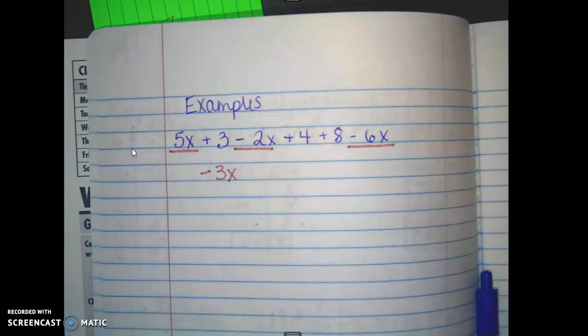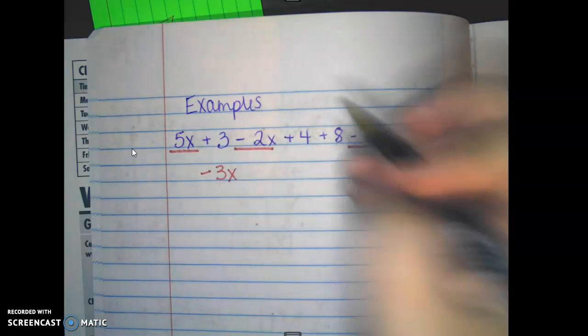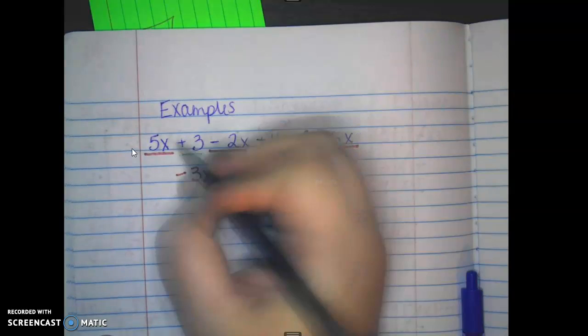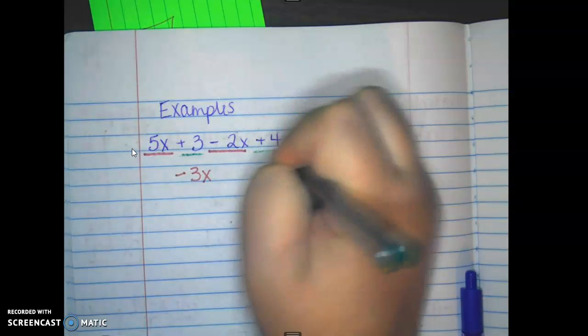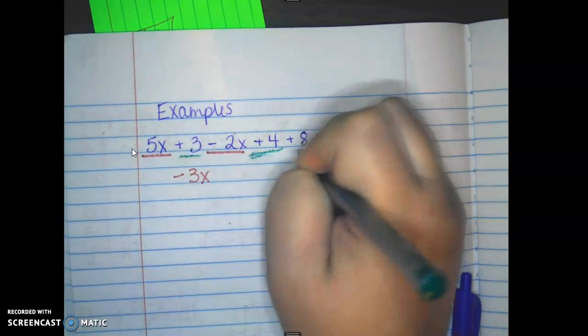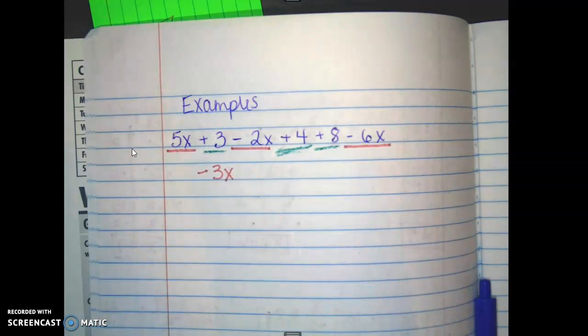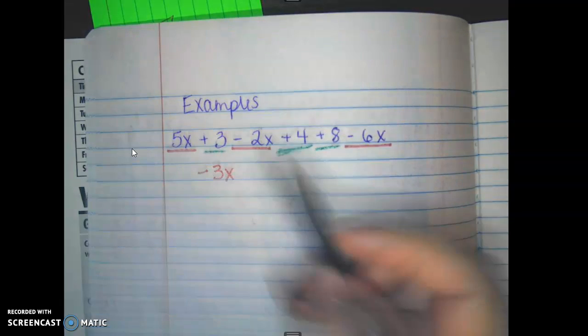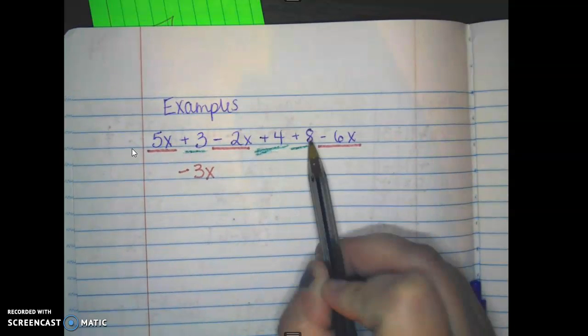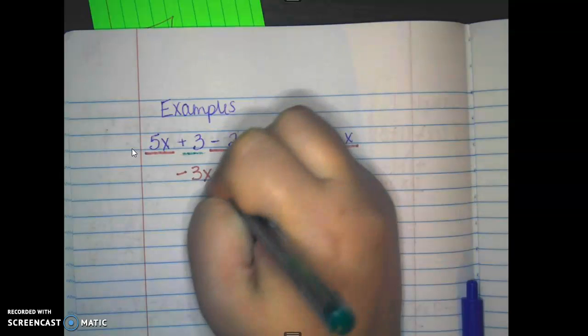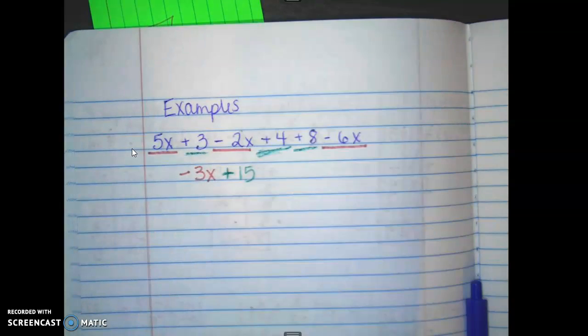I'm going to do that with color. Sorry, I grabbed a marker and I don't want to do it in a marker. Let's see, a green pen. So we have plus 3, plus 4, except my green pen doesn't want to work, plus 8. So I have positive 3 plus 4, which is 7, plus 8 is 15. It's a positive 15, so it's a plus 15.